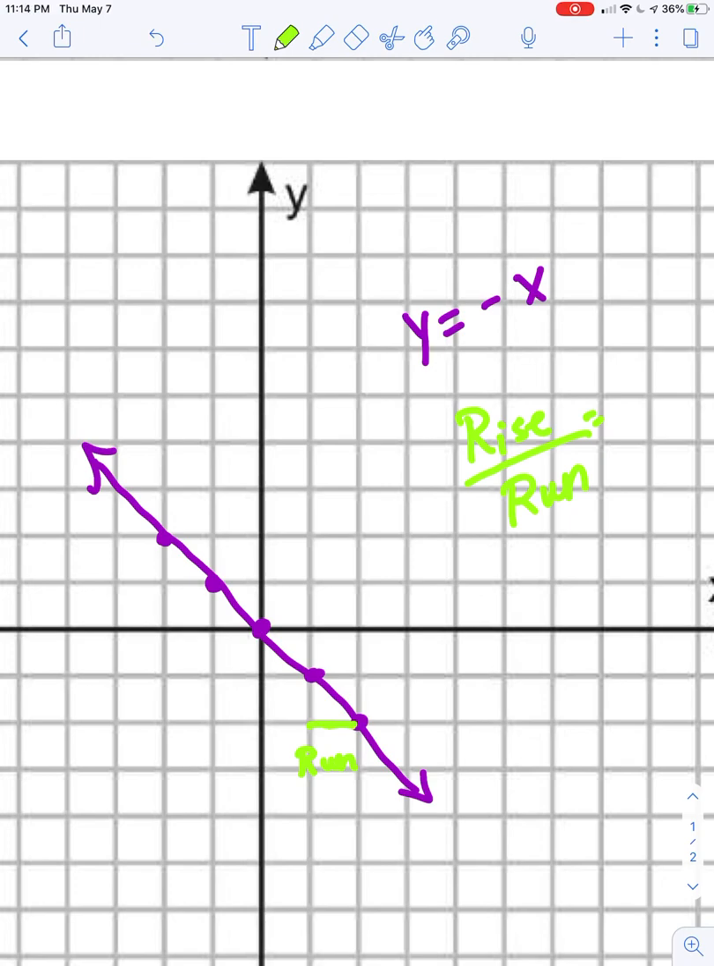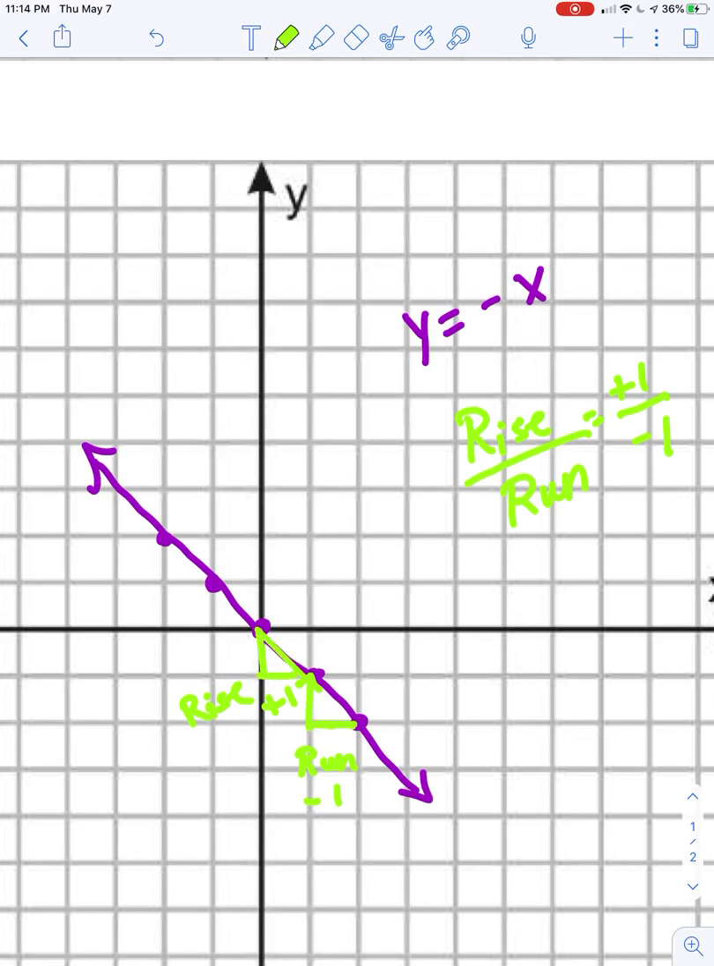The run is -1, and the rise is +1. You see that? So you just keep running and rising.